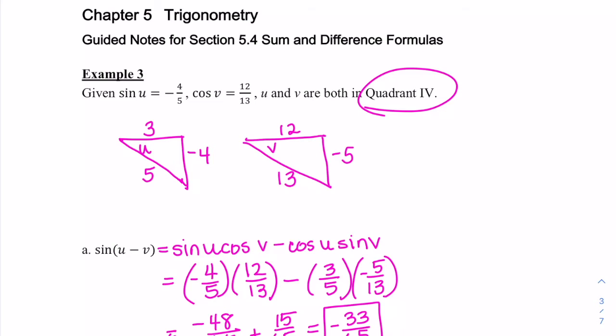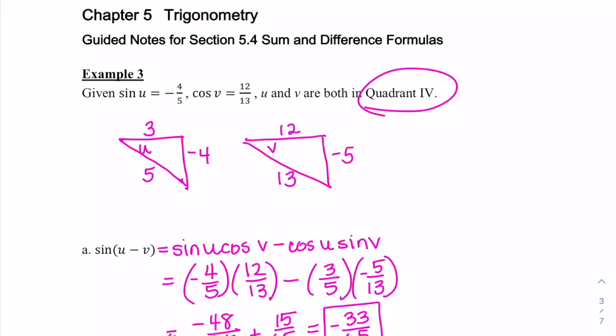For angle U, we know that that's going to be in the fourth quadrant, so the sine is negative, but the cosine will be 3 over 5. And then for V, we know that the cosine was given, which is 12 over 13, but the sine of V would be negative 5 over 13. So just using those Pythagorean triples, 3, 4, 5 and 5, 12, 13.